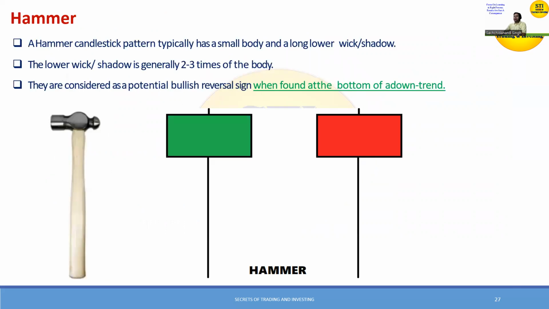Okay, and the additional one like the hammer. So the hammer will have a kind of shape, first if you just put the hammer where the iron part will be on the upside and the handle on the lower side.